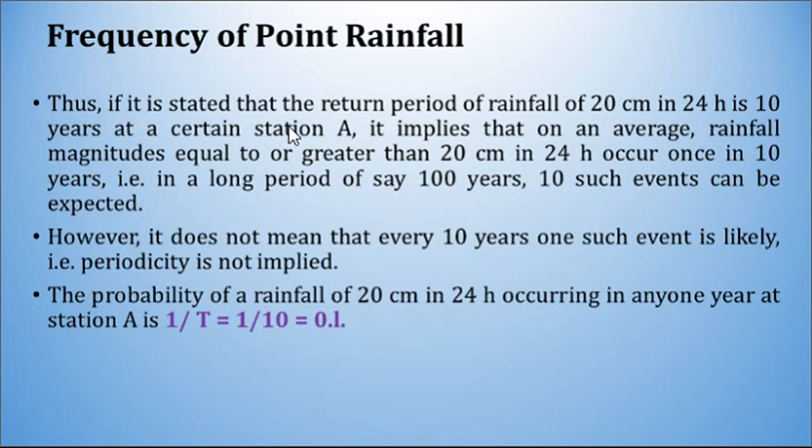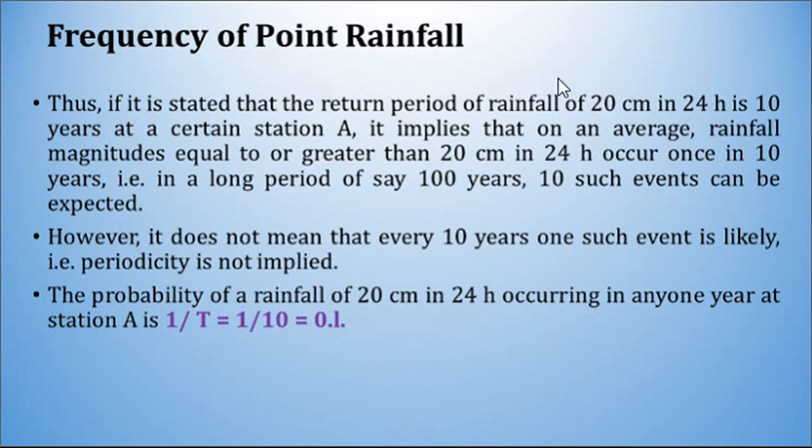Thus, if it is stated that the return period of a rainfall of 20 cm in 24 hours is 10 years at a certain station A, it implies that on an average, rainfall magnitudes equal to or greater than 20 cm in 24 hours occur once in 10 years. That is, in a long period of say 100 years, 10 such events can be expected. However, it does not mean that every 10 years one such event is likely, that is, periodicity is not implied.